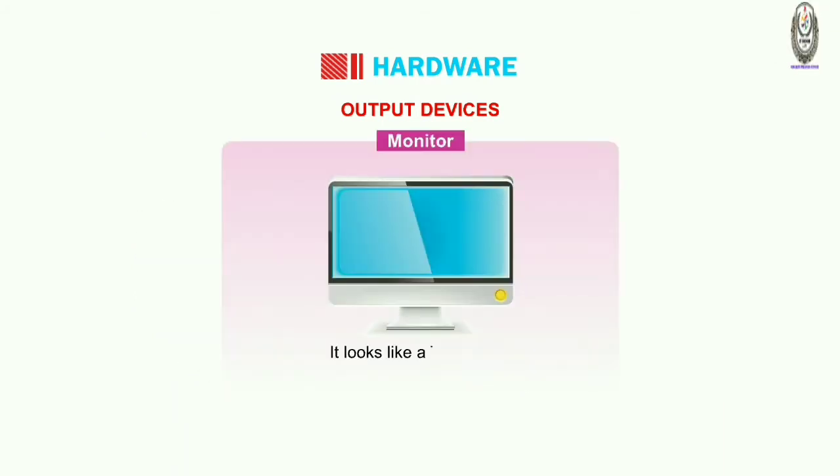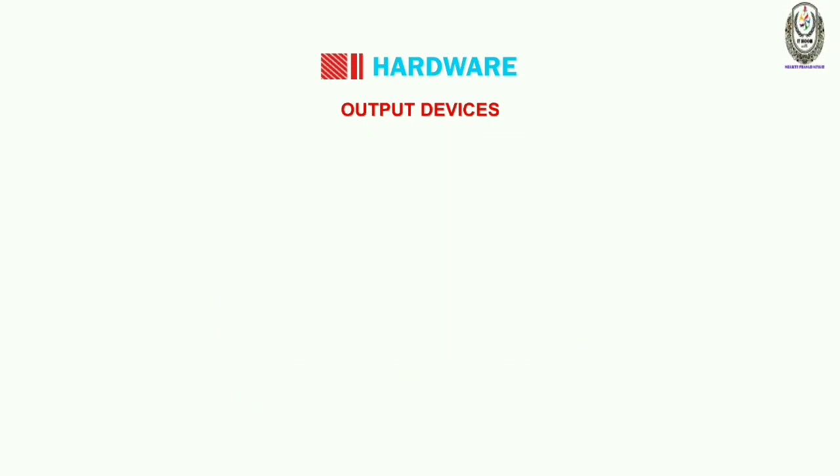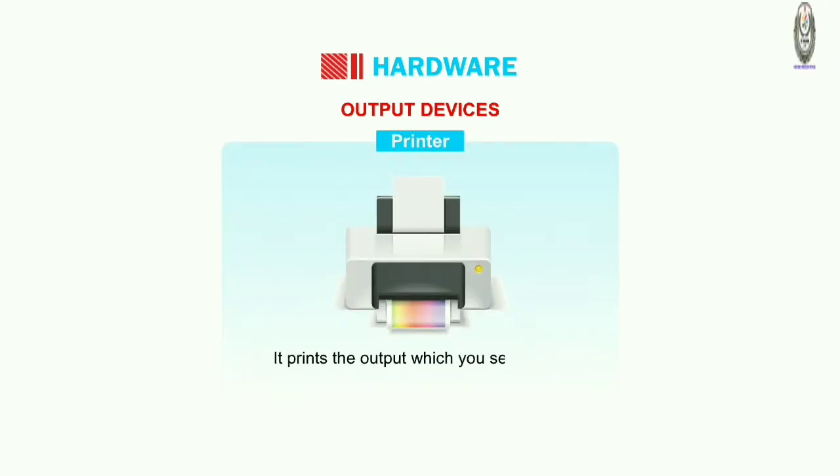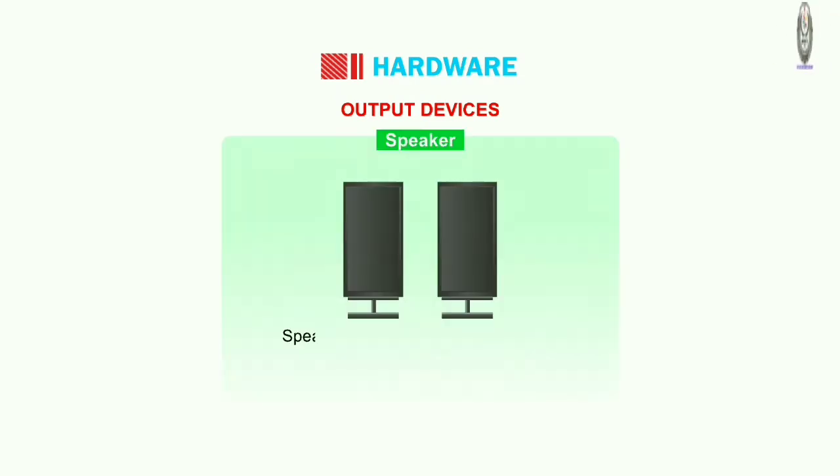The monitor looks like a TV screen. Whatever you type on the keyboard can be seen on the monitor. It also displays the processed information. The printer prints the output which you see on the computer screen on paper. Speakers are used to hear music and sound stored in a computer.